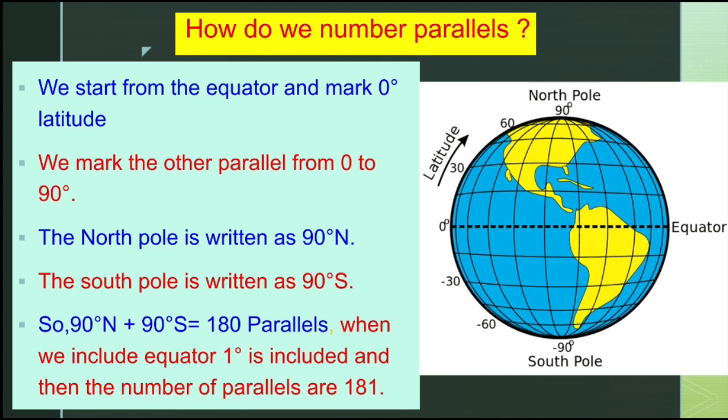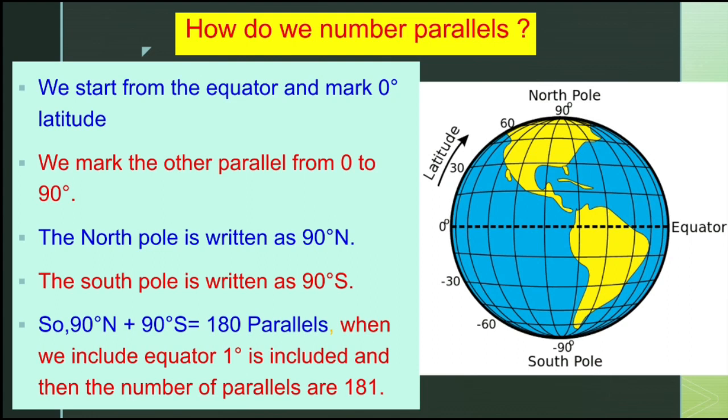When this 90 degrees north and 90 degrees south are added, we get 180 parallels. So the total number of parallels is 180 excluding the equator. When I say excluding the equator, that means we are not including the equator in it. So we have 180 parallels. But when we include the equator, the interval of the equator is measured as 1 degree.